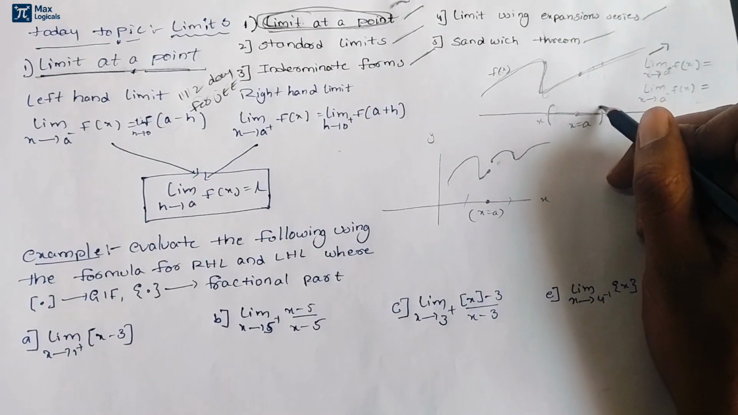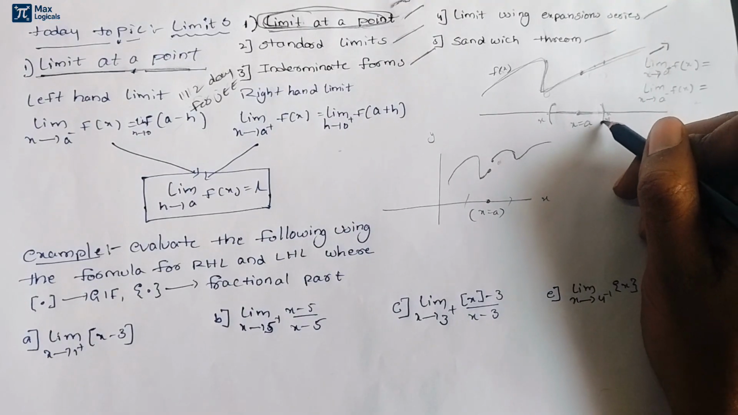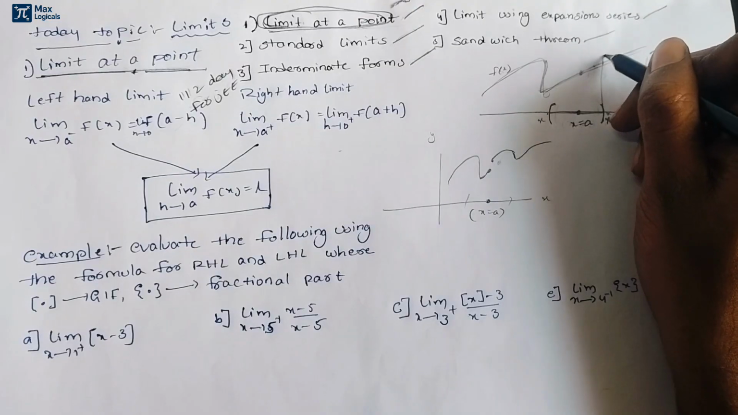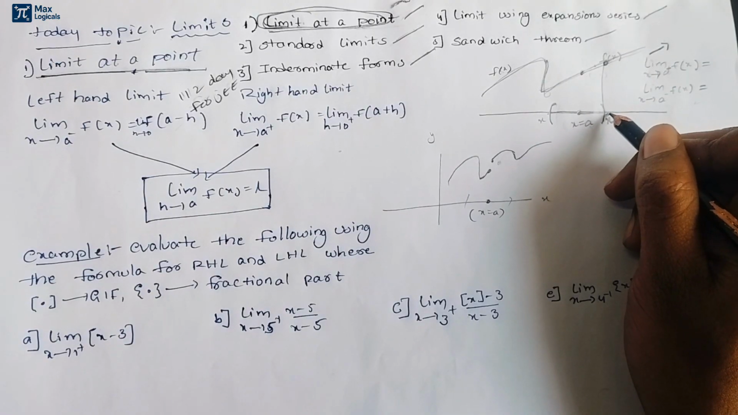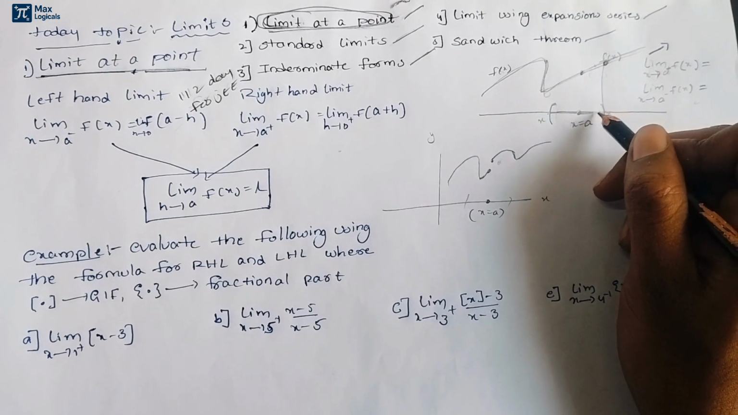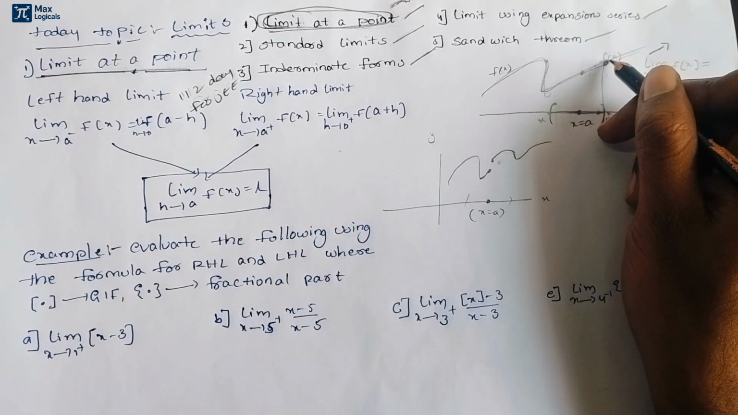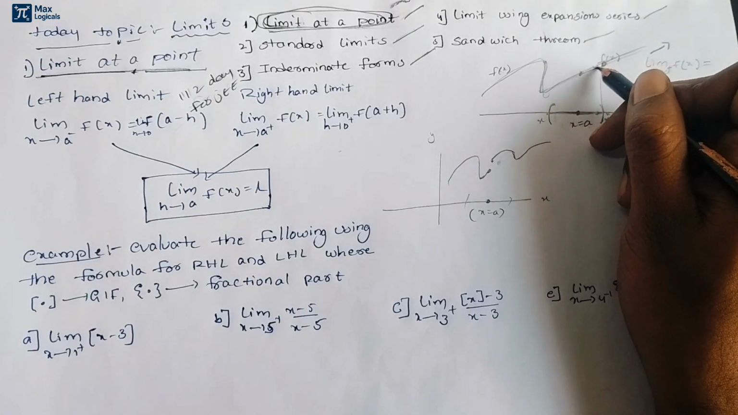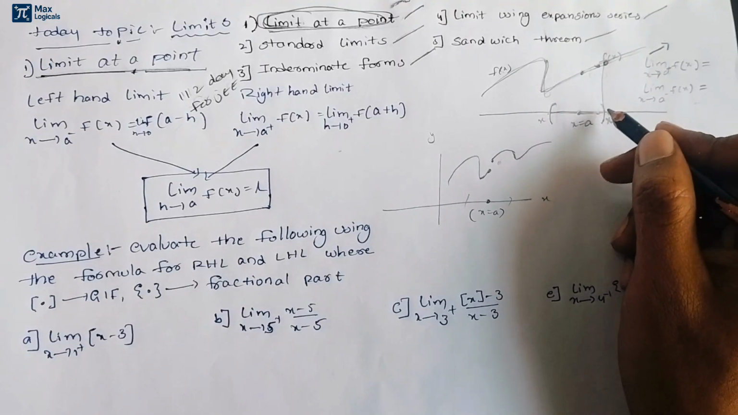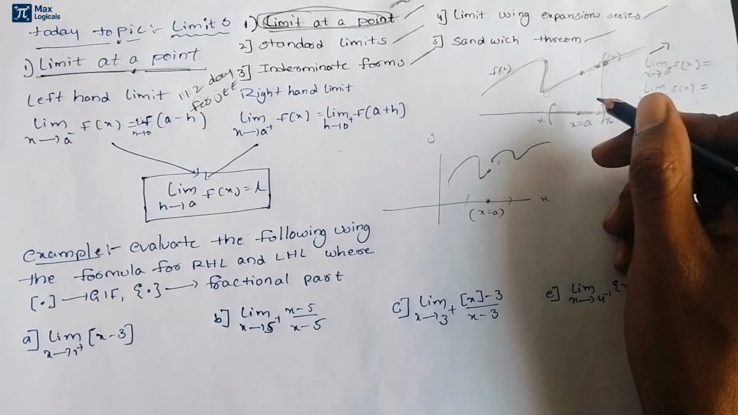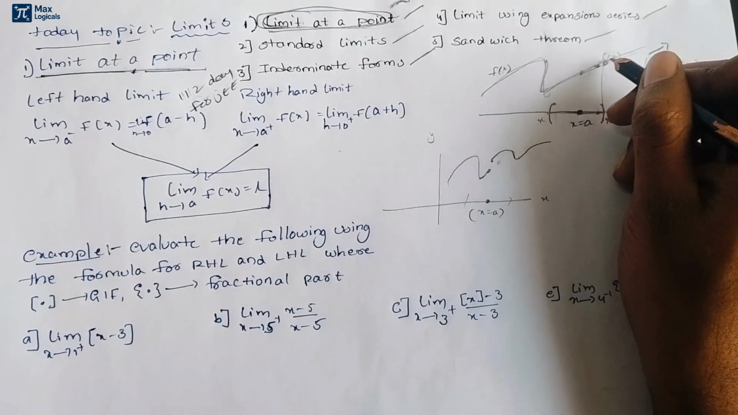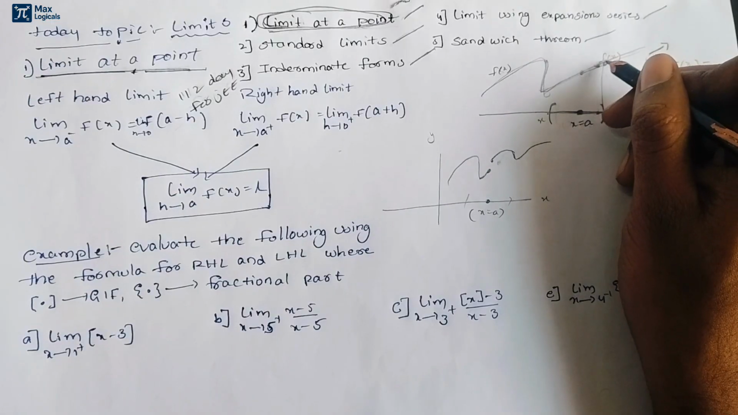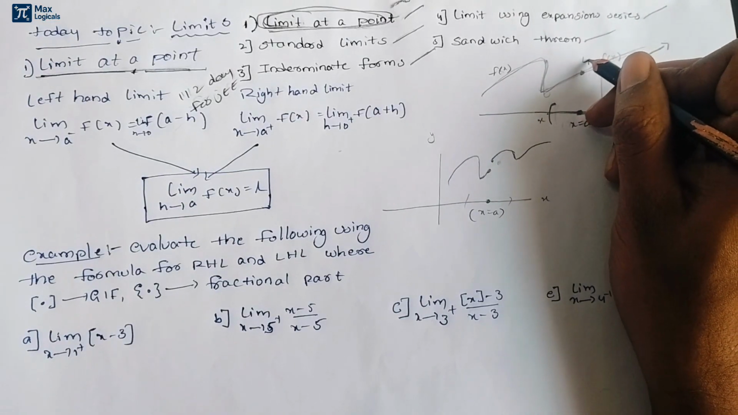Here I fix the point a, and this is f of x. I move x towards a. Then f of x also moves towards a point. When I reach x towards a, f of x also moves towards that point, that is L1.